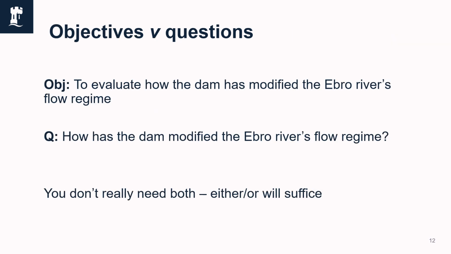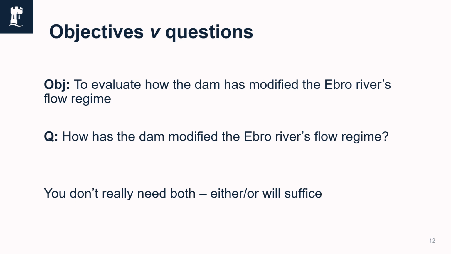So here's an example. And for this example, I'm going to use my River Ebro work, or the impacts of the dam on the Ebro River. One of the objectives for that research project, the project that had the aim of looking at the environmental impacts of Mequinenza, was to evaluate how the dam has modified the Ebro River's flow regime. And we can simply rephrase that so that it becomes a research question: How has the dam modified the Ebro River's flow regime? So that objective is now a question. So we can very easily do that.